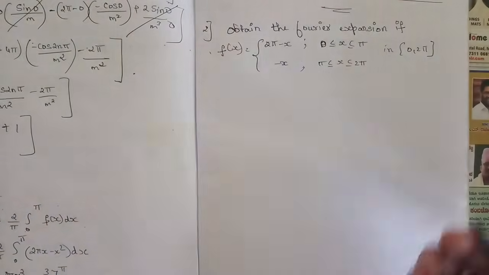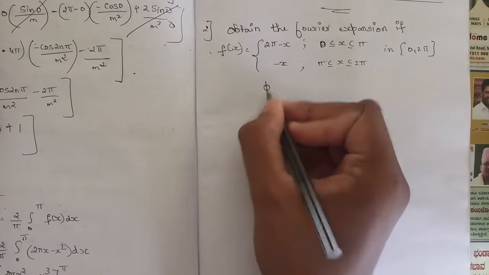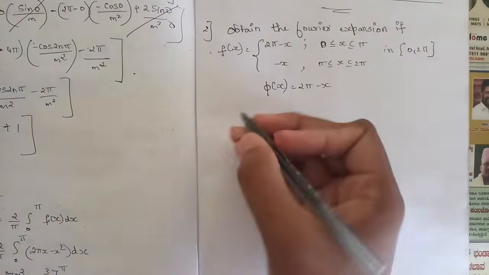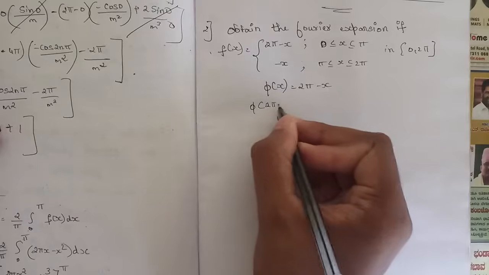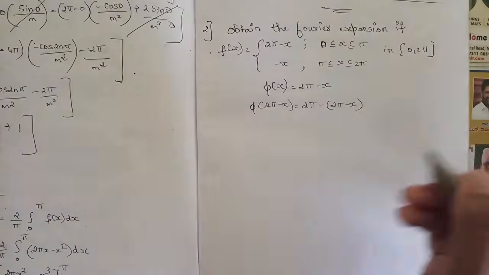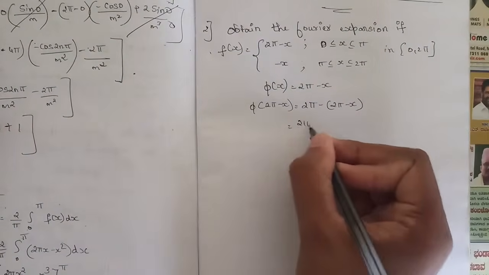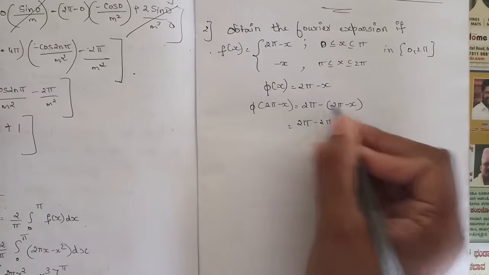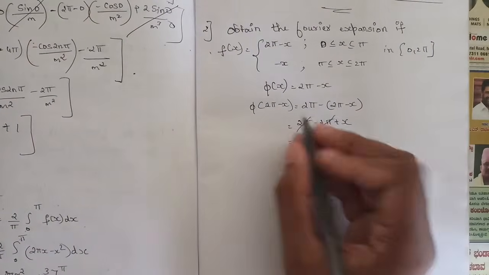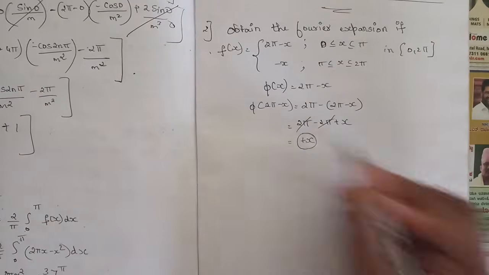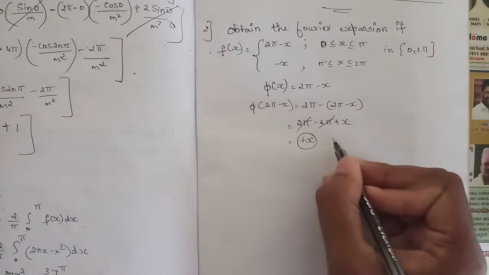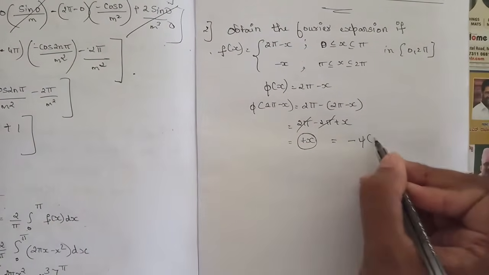So now let's solve. There are two functions. Discontinuous function: phi of x is equal to 2 pi minus x. So first step is phi of 2 pi minus x, that is 2 pi minus x, that is equal to 2 pi multiply minus 2 pi plus x. So this gets cancelled, so the final value is plus x. So here we see that phi of 2 pi minus x is equal to minus xi of x.